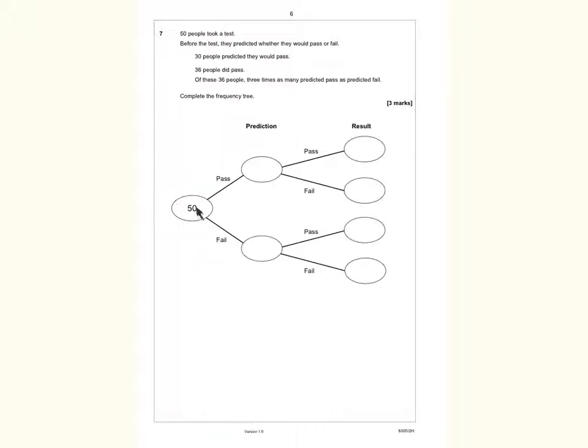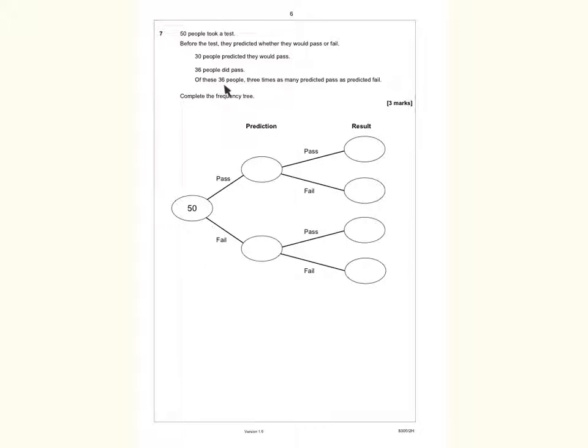There's 50 people to start with. Prediction, pass and fail, we need to fill in. We've got 30 people predicted they would pass, so 30 can go there. This would be 20 because there's 50 people here. And then you might think, okay, how can we have 30 people here and then 36 there? Well, that's not going to be possible. That's where we need to use this ratio.